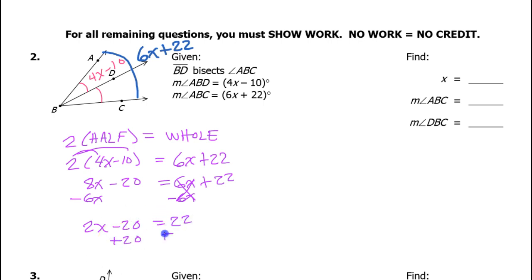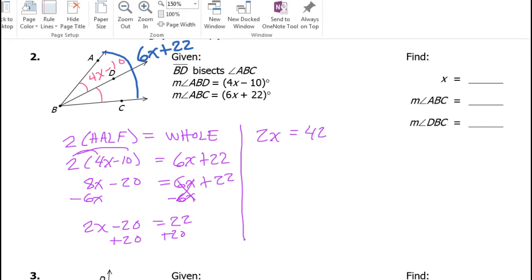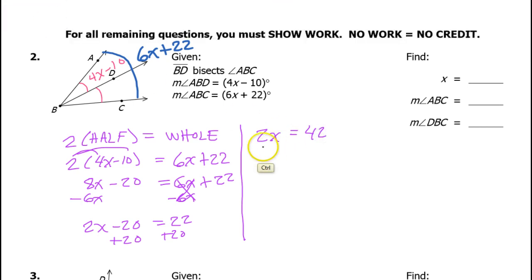Now would be the time to add 20 to both sides. Okay, so that's going to give me 2x is equal to 42. And then to get x by itself, you want to divide both sides by 2. So that's going to give me x is equal to 21. So that's one of the things we were supposed to find, the value of x. Alright, now we're also supposed to find the measure of angle ABC. Alright, angle ABC is the whole. Alright, so we're supposed to find the measure of the whole right now.